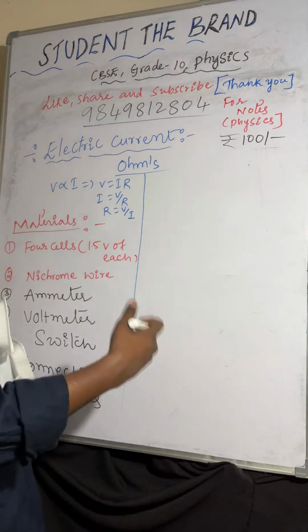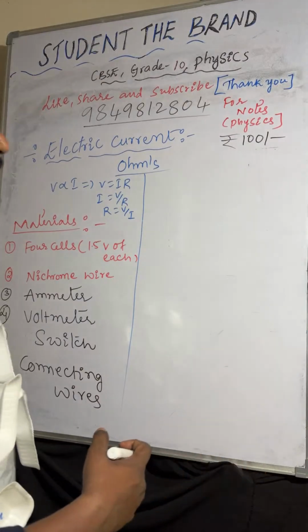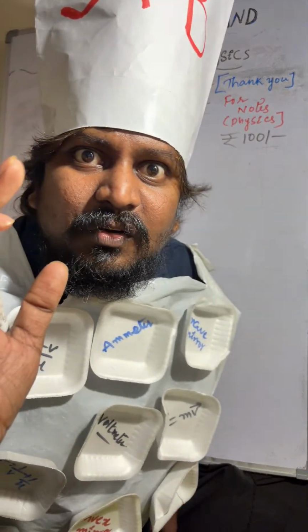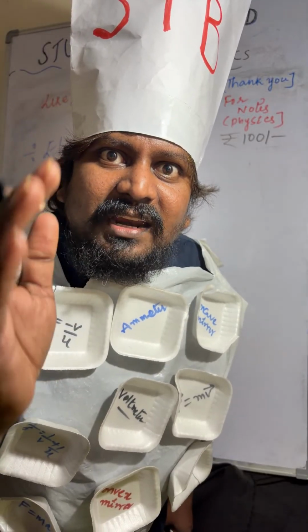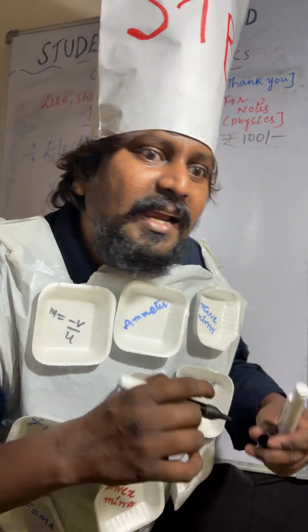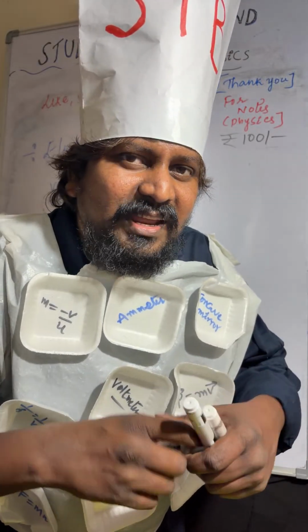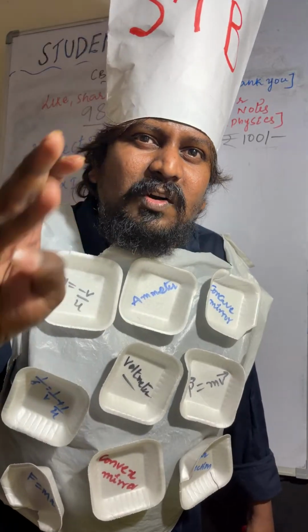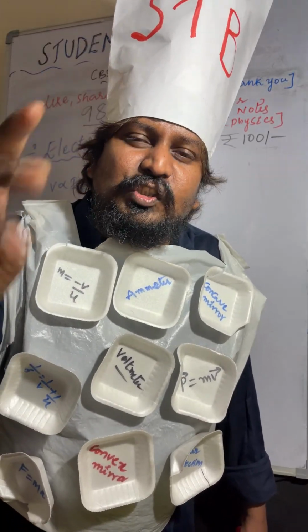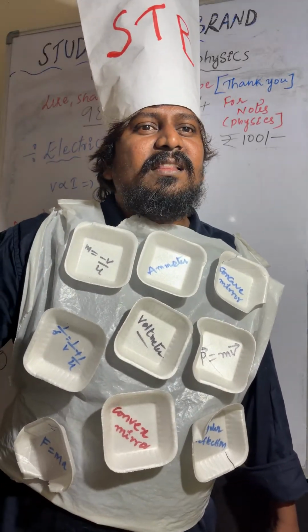Nichrome wire has nickel, chromium, manganese, and iron metals. It is an alloy. Nichrome wire is an alloy, very important. Nichrome wire is an alloy of nickel, chromium, manganese, and iron. Ammeter, voltmeter, switch, connecting wires: these are the materials required.